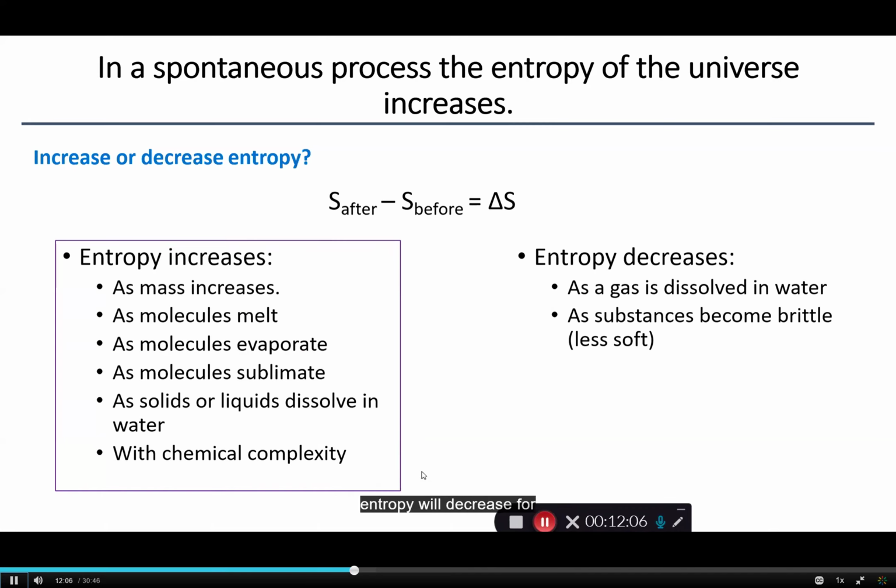Entropy would decrease for some of these opposite reactions. So as gas is dissolved into water, or as molecules move from a liquid to a solid state, or as substances become more brittle or become less soft.